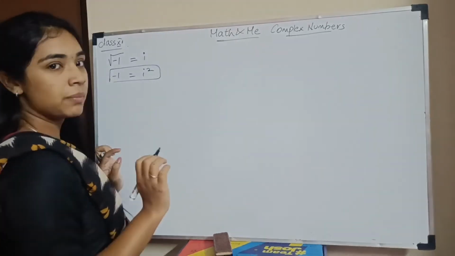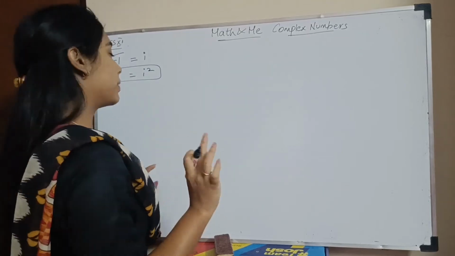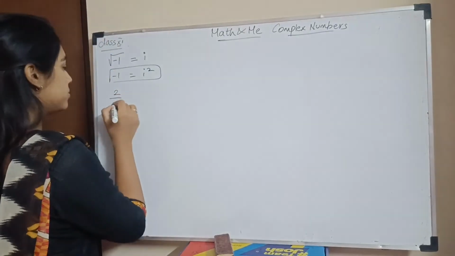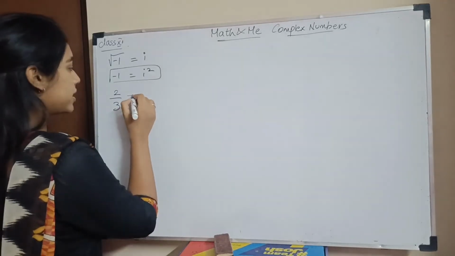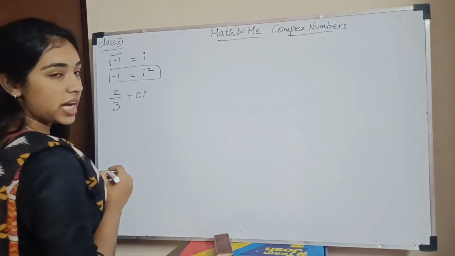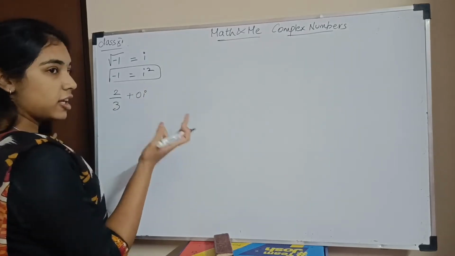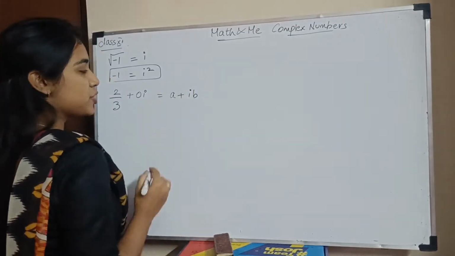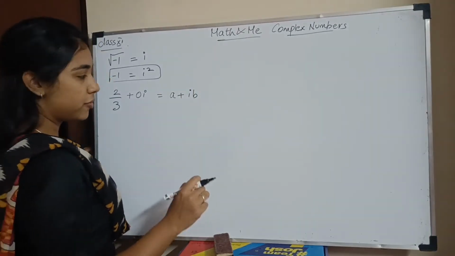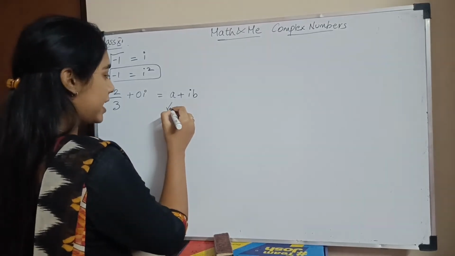Now there is a normal number, a natural number, whole number or anything, it's a fraction, any real number. So you can write it of the form, for example, take the number 2/3. So 2/3 can also be written as 2/3 plus 0 times i. 0 times i is 0. So 2/3 plus 0i is nothing but 2/3. So what is this? A plus ib. Any complex number can be written in the form a plus ib. This is a complex number where a is the real part.